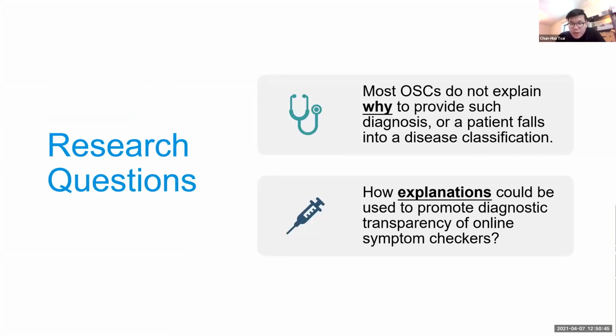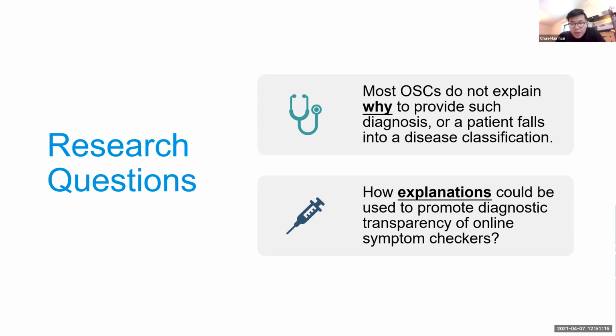This paper was inspired by an existing challenge. We noticed most online symptom checkers do not explain why they provide such a diagnosis to the user or why a patient falls into a disease classification. That is, in this app, the data and clinical decision model are usually not transparent and not comprehensible to lay users, which may lead to less user trust in the system or even mislead the user to make a wrong decision.